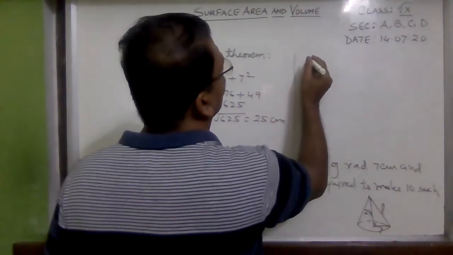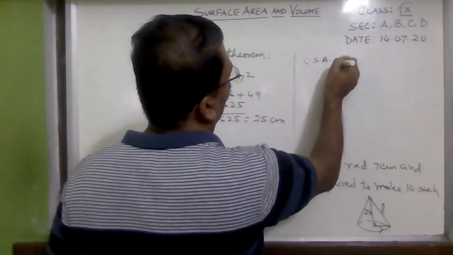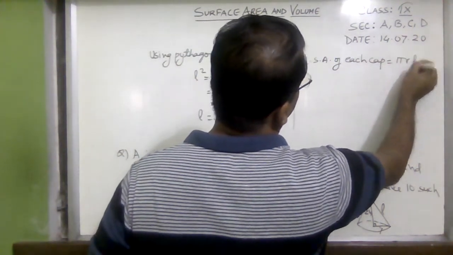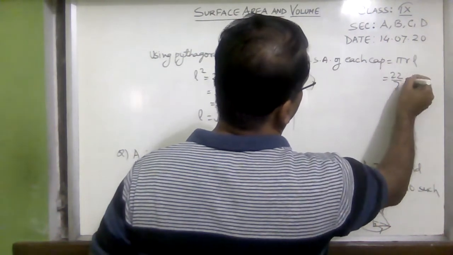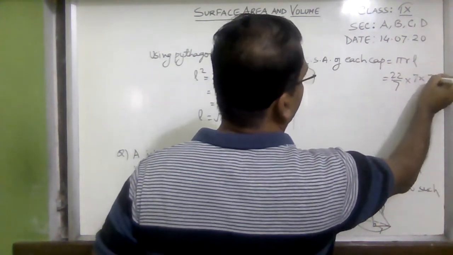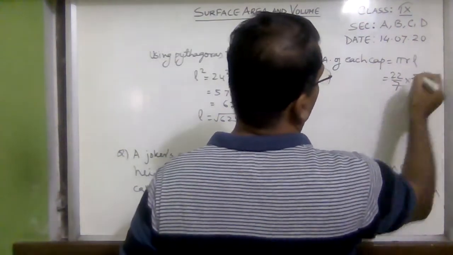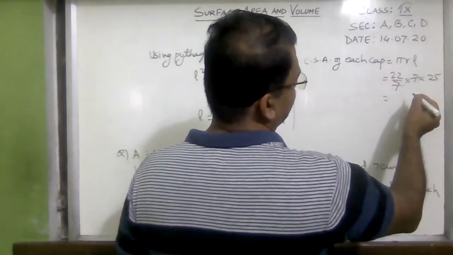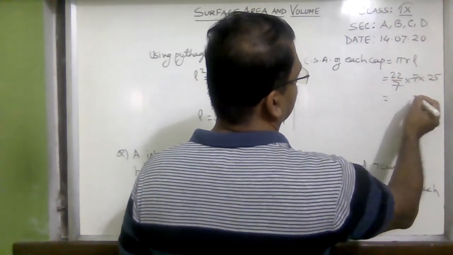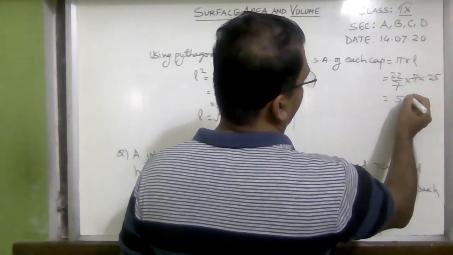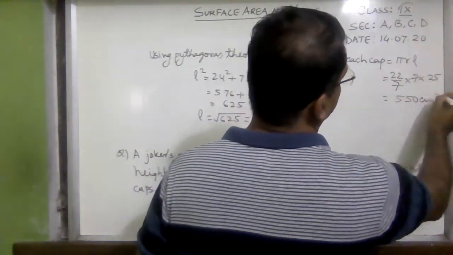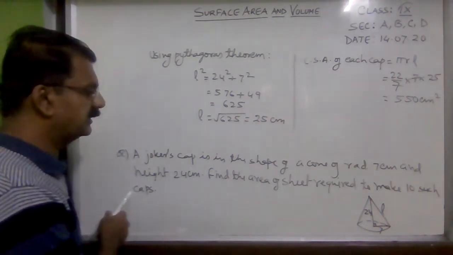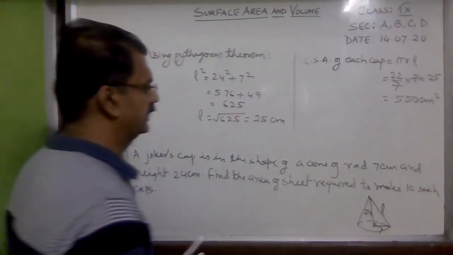Now curved surface area of each cap will be pi RL, that is 22 by 7, R is 7, L we have calculated 25. Now 25 into 22 is 550 centimeter square is the curved surface area of each cap, but we need 10 such caps.